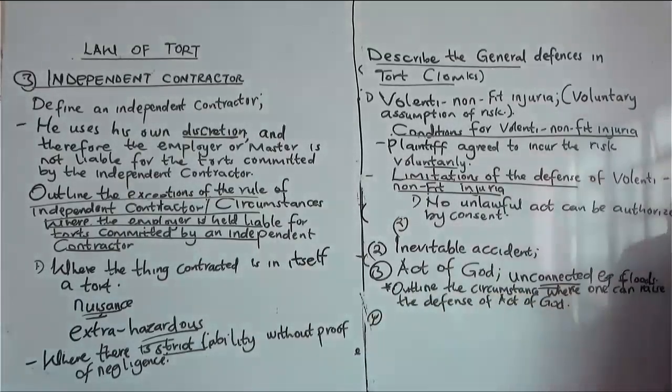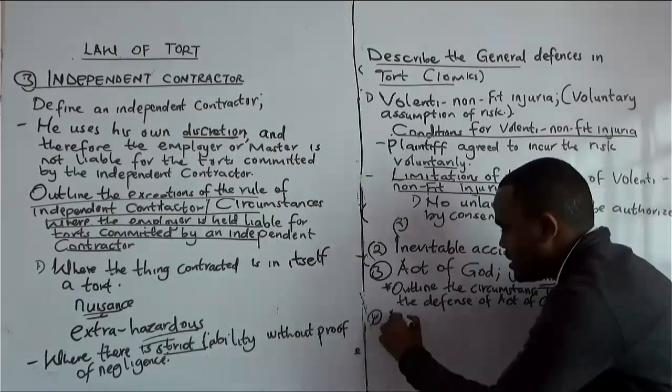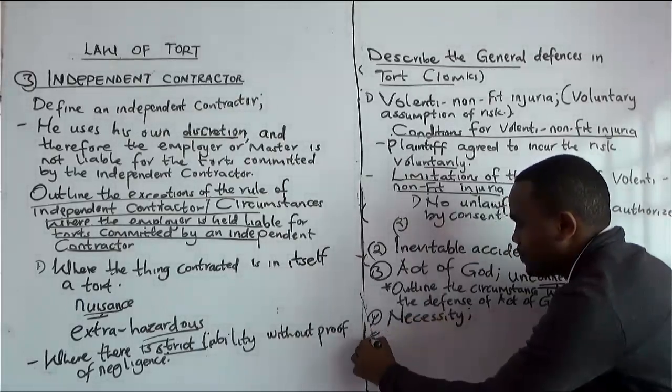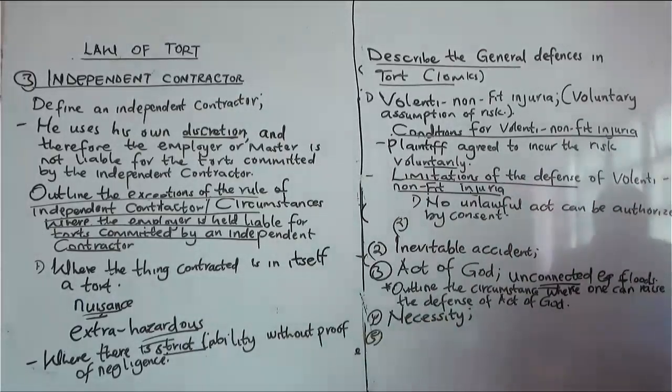The fourth defense is necessity. Necessity refers to when a person finds himself in a position whereby he is forced to interfere with the rights of another person so as to prevent harm to himself or his property.